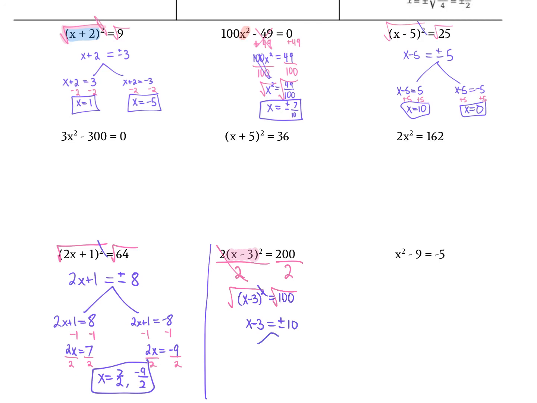So break it apart into my two separate equations now. x minus 3 could equal positive 10. x minus 3 could equal negative 10. If I add 3, I get x equals 13 and x equals negative 7. There are my two answers.